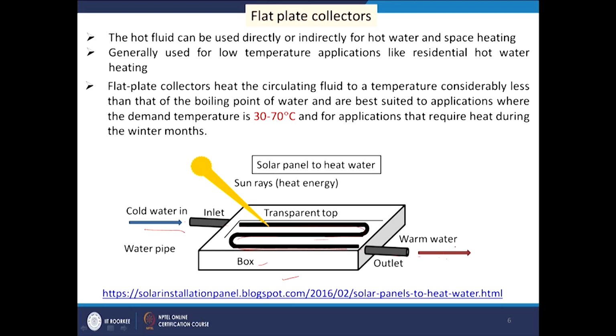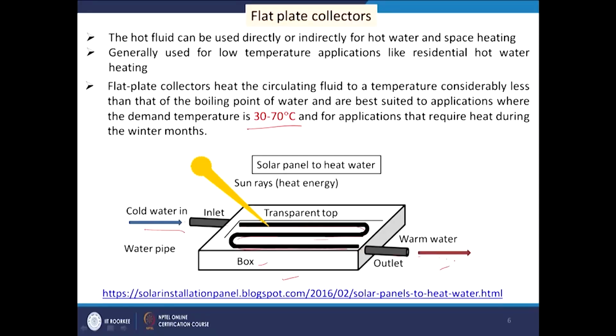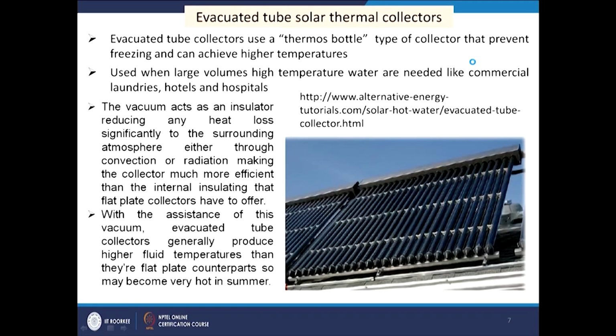But this method, as I have mentioned, can give a 30 to 70 degree centigrade temperature rise. In this case we cannot get very high pressure steam, that is the flat plate collectors, and basically these are used in home applications like residential hot water heating. And then the evacuated tube solar thermal design came later.